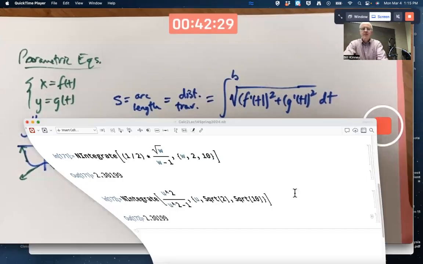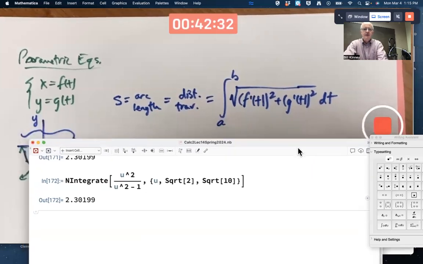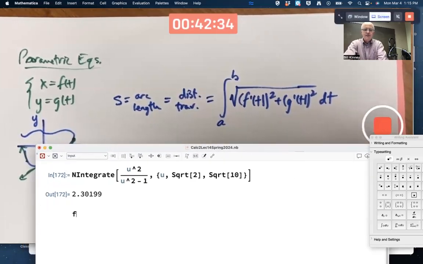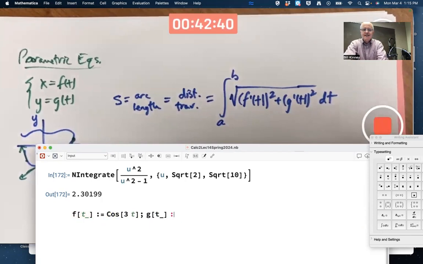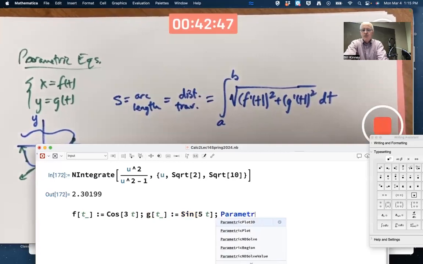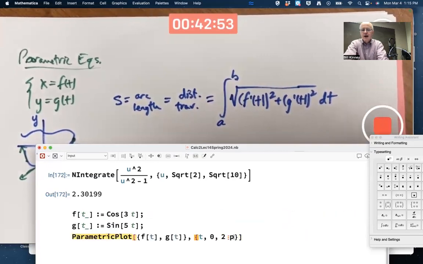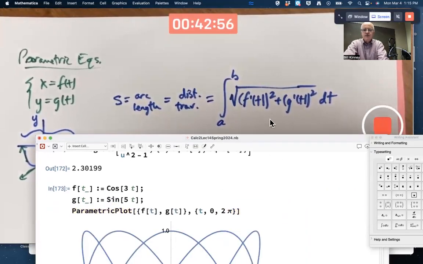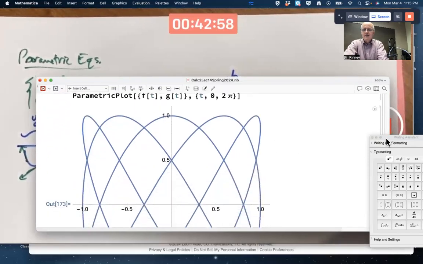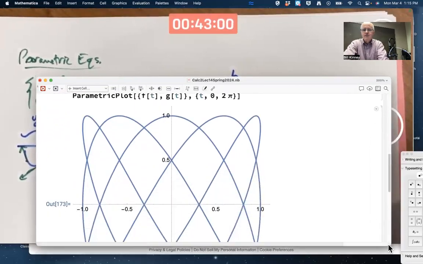If we consider the example of a Lissajous curve, take, for example, f of t to be cosine of 3t, and g of t to be sine of, say, 5t, some other frequency. The parametric curve that you can make with ParametricPlot, with this kind of syntax, say t goes from 0 to 2 pi, curves all over the place. There it is, a Lissajous curve.